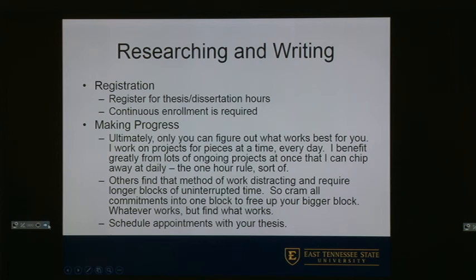Again, it's really easy to neglect your time. You're busy doing other things that are important. But if you don't get it done, it takes as long as it takes, so you can be here for a long time.